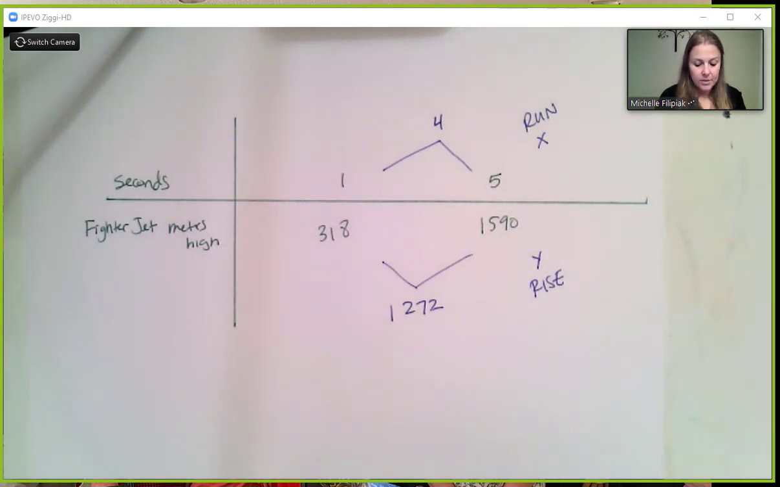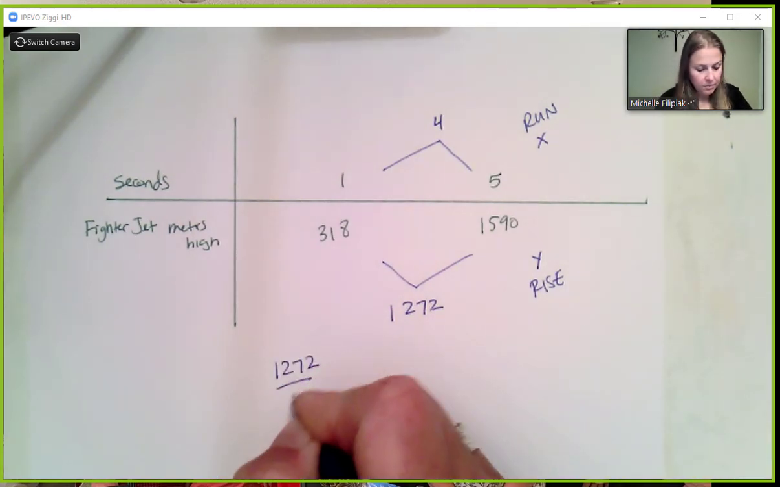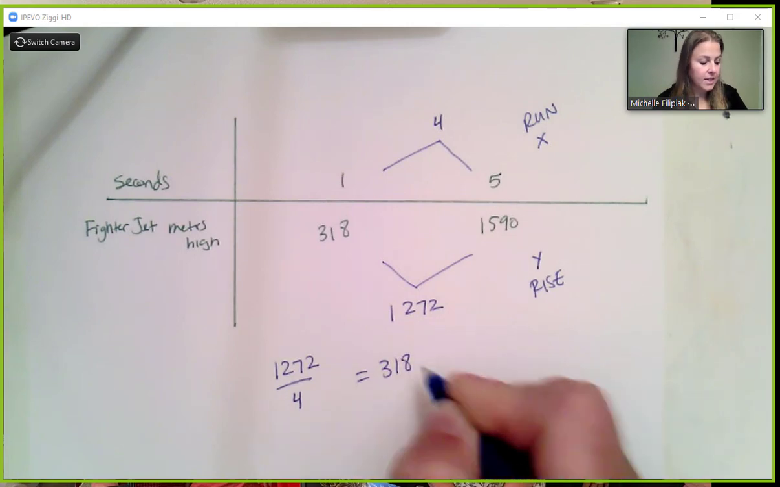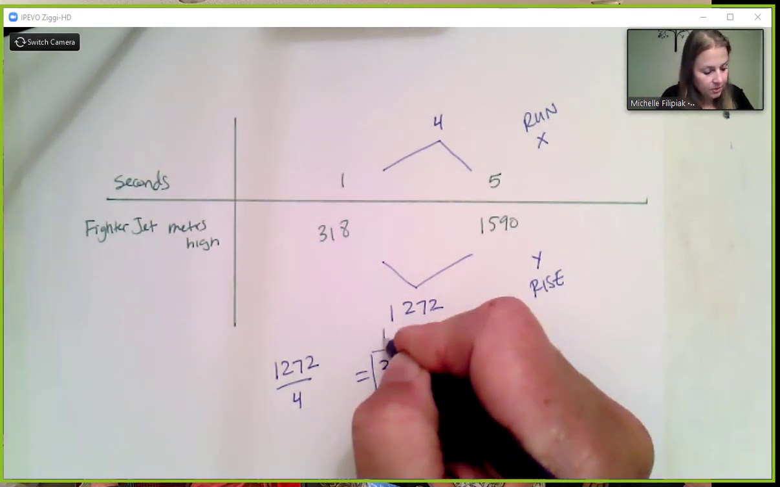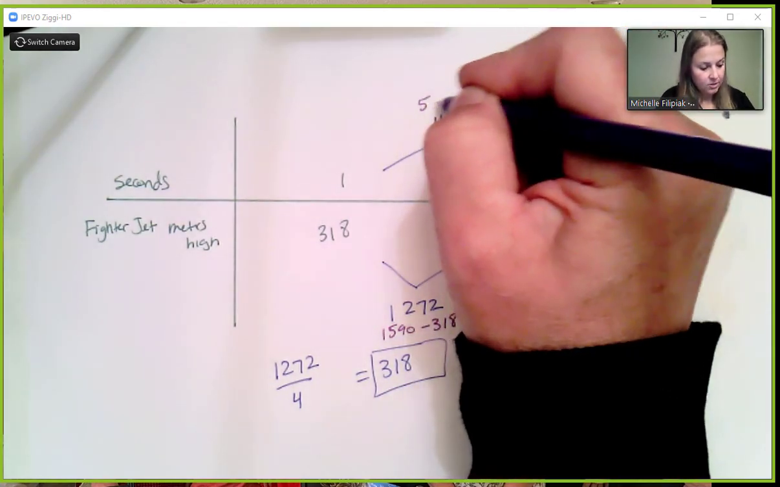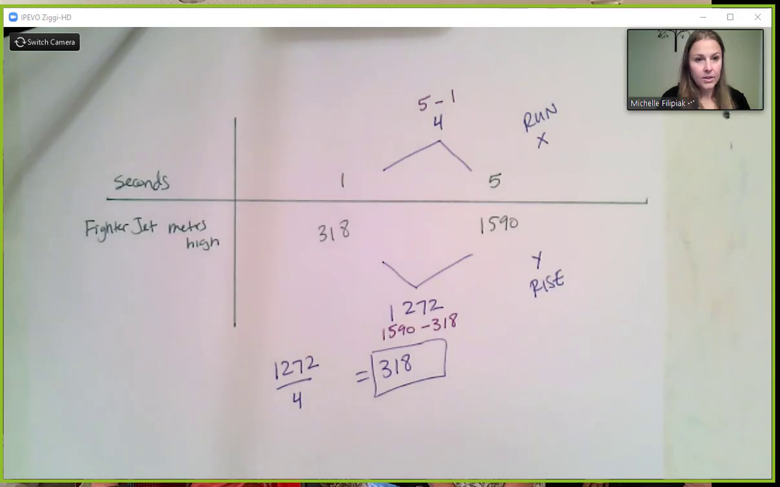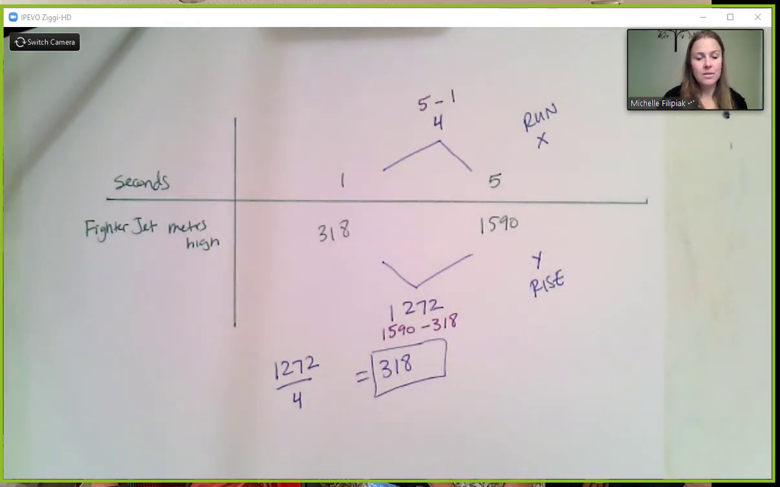And if you do 1,272 divided by 4, you get 318. So this fighter jet climbs 318 meters per second. So again, to find this, you're doing 1590 minus 318, and to find this, you're doing 5 minus 1. You can do that in the opposite order, but you're going to get negative numbers, so I would like to just keep things positive, so I'm going to give you one to try now.